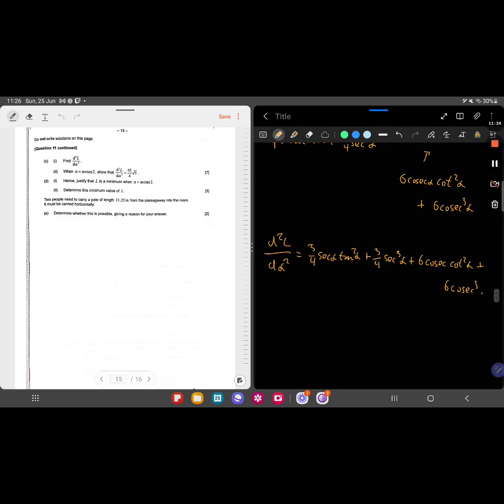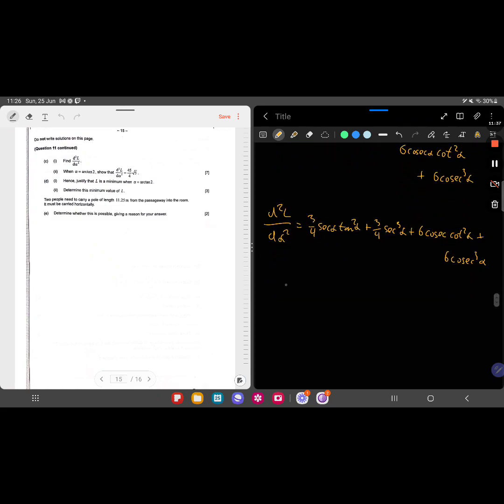Okay, this was too long. Now that we found that, for 7 marks, when alpha equals arctan 2, show that d squared L is this. I have to put alpha into this expression, which is long. I'll probably have sec of arctan, how do you even do that? Let me think about this.